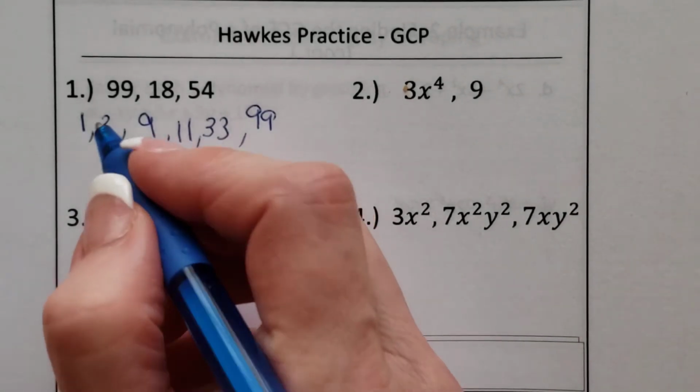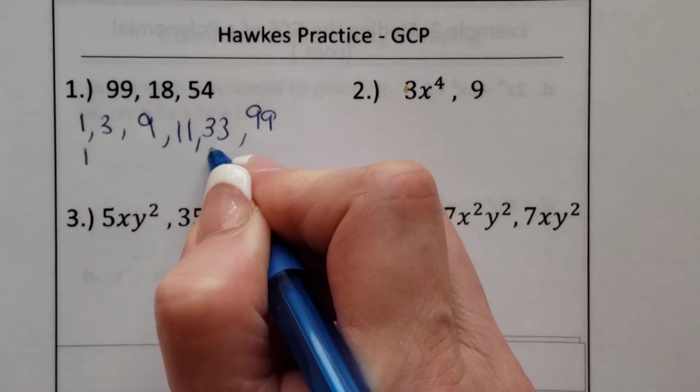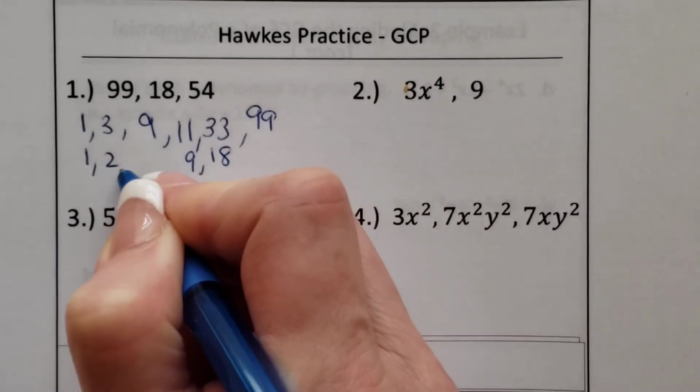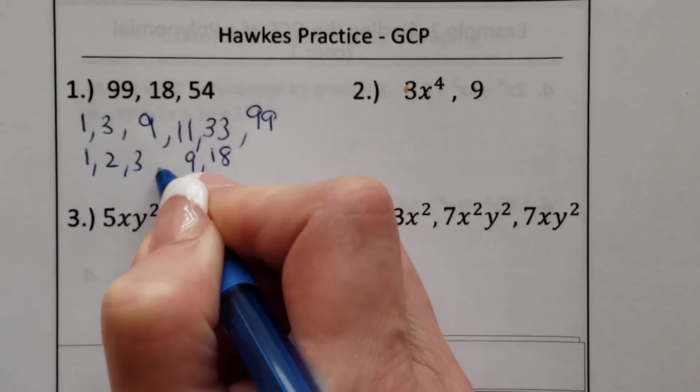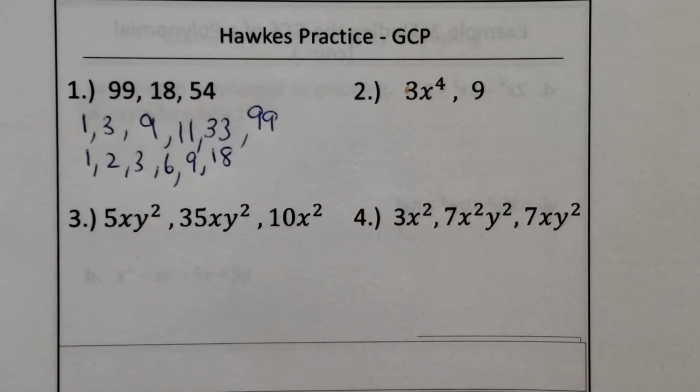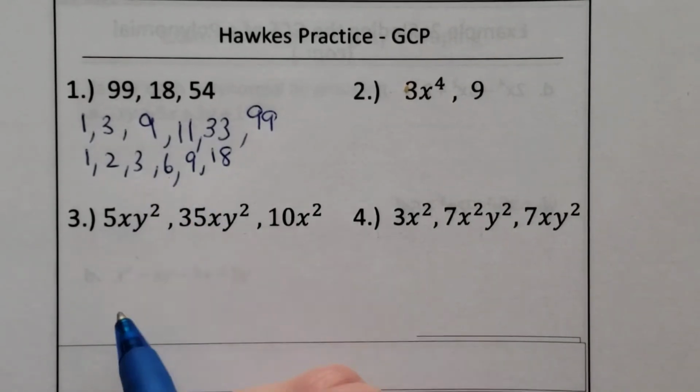All right, now what about 18? So 18, 1 times 18 is 18. 2 and 9. 3 and 6. And is that it? Yeah, because 5 isn't, 4 isn't, and there's 6. So we're done with that one.